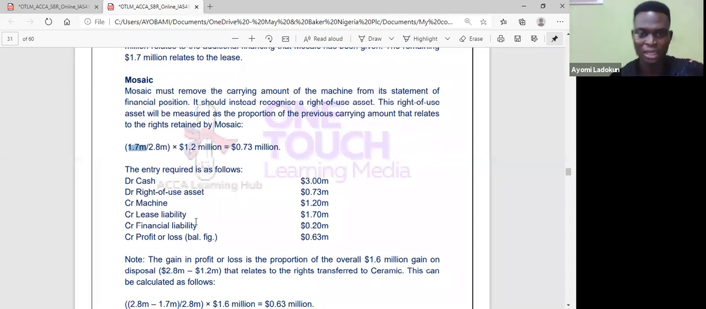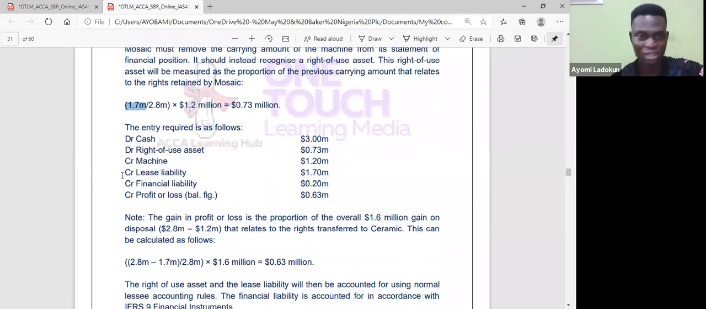So you apply your accounting entry, and that's the end of that question. Because I'm selling, I debit cash for that 3 million that I received. Then I debit right of use asset. Because we are still going to measure the right of use asset as the proportion of carrying amount that relates to the right retained. That's what I did earlier. The only thing is we are removing that additional finance from the present value. That's the only difference.